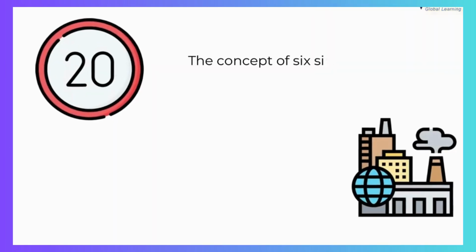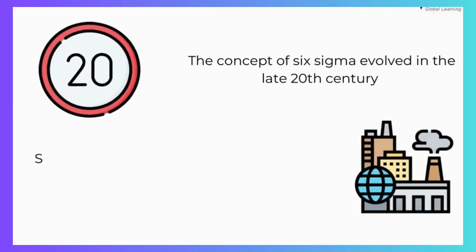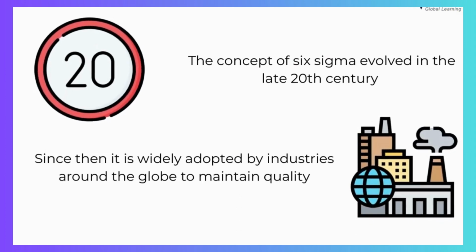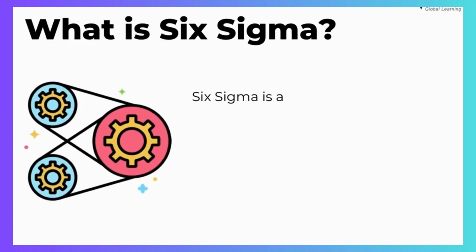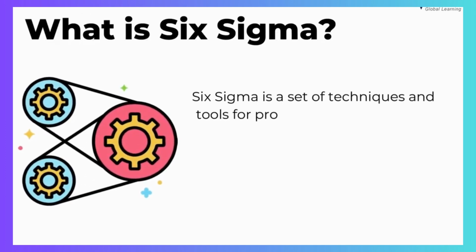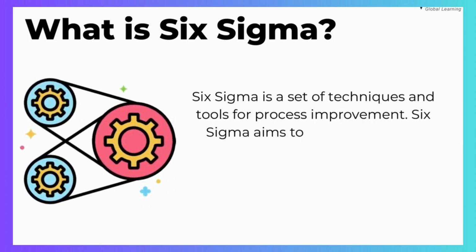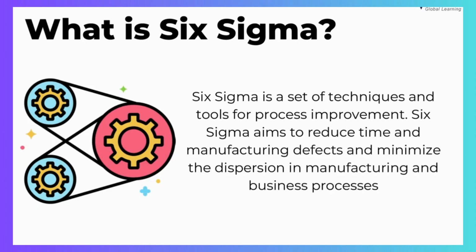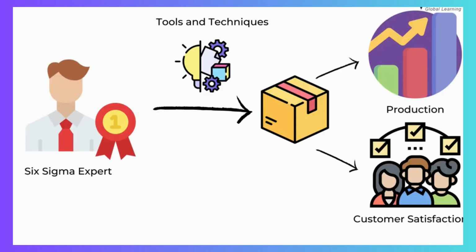What is Six Sigma? The concept of Six Sigma evolved in the late 20th century, and since then, it has been widely adopted by industries around the globe to maintain quality. Six Sigma is a set of techniques and tools for process improvement. Six Sigma aims to reduce time and manufacturing defects and minimize the dispersion in manufacturing and business processes. Six Sigma experts follow specific value targets to reduce defects and increase customer satisfaction.